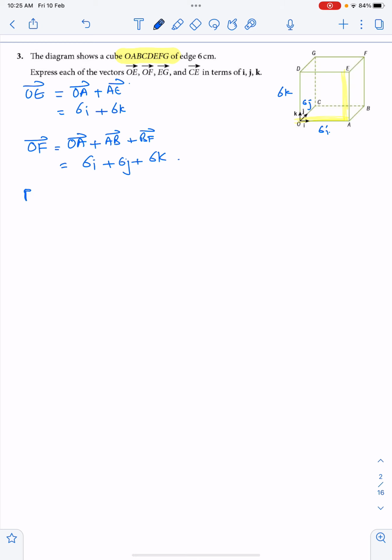Then we have to do EG. For E to G, you have to go from E to D and then D to G. You can even take the other path, from E to F and then F to G. That's one and the same thing, and it is going to yield the same result. So E to G is going to be minus 6i plus 6j. You have to go in the opposite direction of 6i, so minus 6i plus 6j.